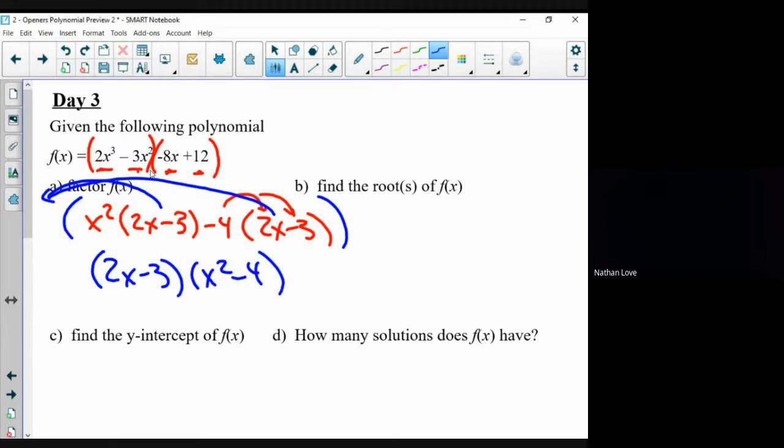Now the x squared minus 4 factors. It's a nice, neat x plus 2 and x minus 2.